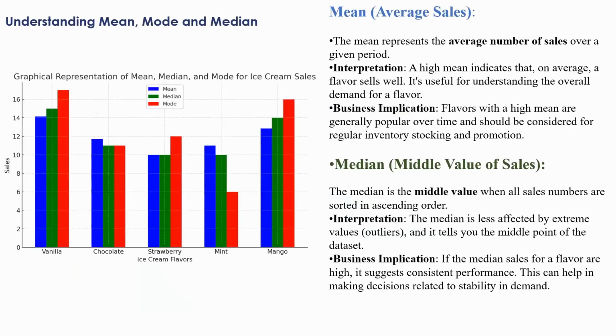So ये एग्जाम्पल में सबसे ज्यादा ग्रीन किसका ऊपर है? 2 लोगों का ऊपर है, मैंगो आइसक्रीम, vanilla ice cream. Median मतलब consistent performer है. You cannot go wrong with vanilla. As a business owner, you cannot go wrong with vanilla. It suggests consistent performance. This can help you make predictions as far as stability of demand is concerned.